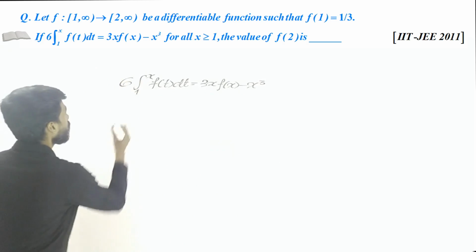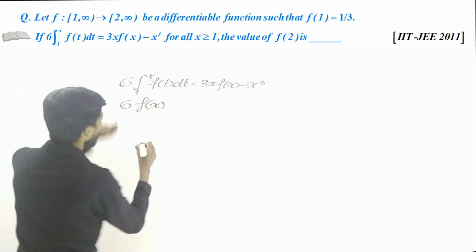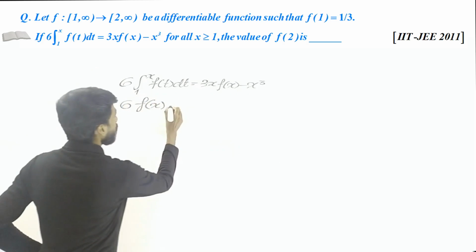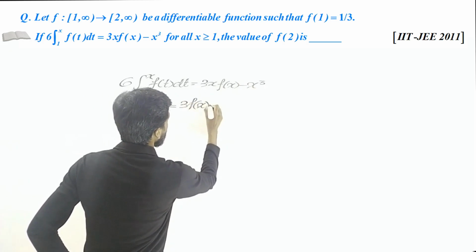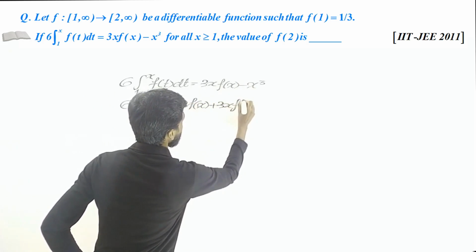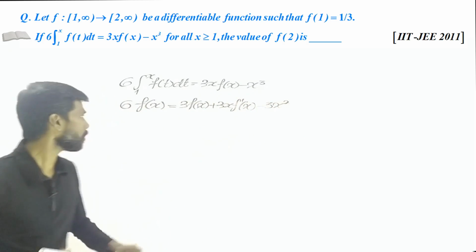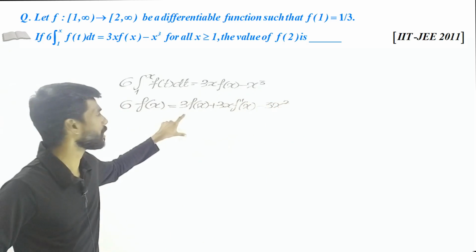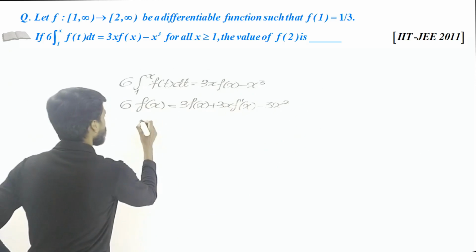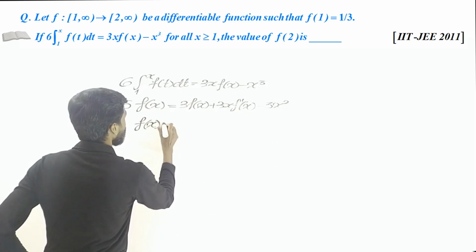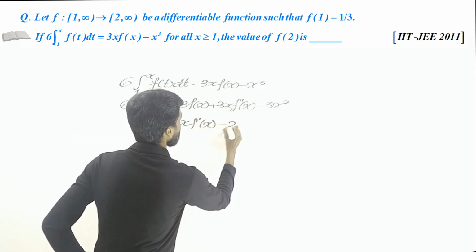So let us differentiate this. So 6 multiplied by, you can directly substitute the upper limit, the lower limit is anyway constant. So this equals, here we have to use the product rule, 3 multiplied by f of x plus 3x multiplied by f dash x minus 3x square. So let's simplify this. 6f of x minus 3f of x, so that is 3f of x, and we can also divide this by 3. So f of x equals x f dash x minus x square.